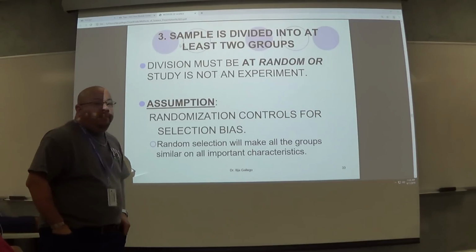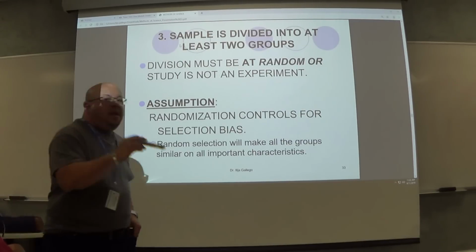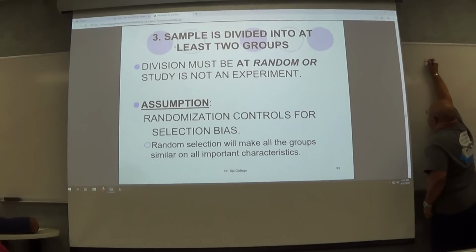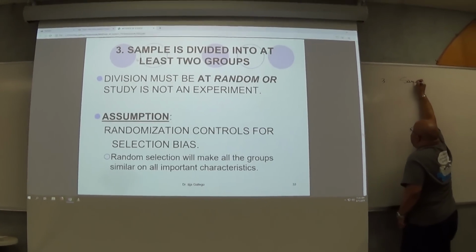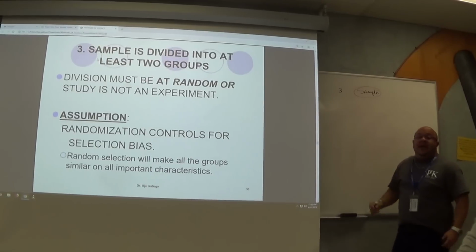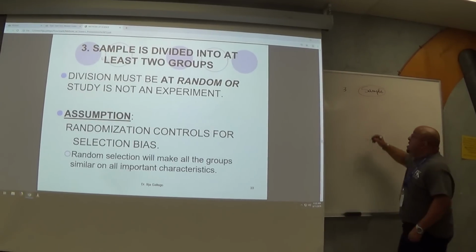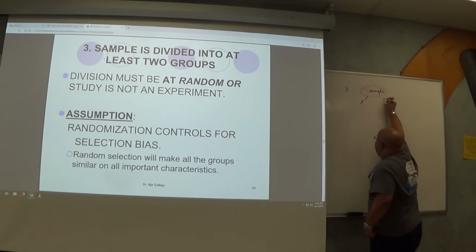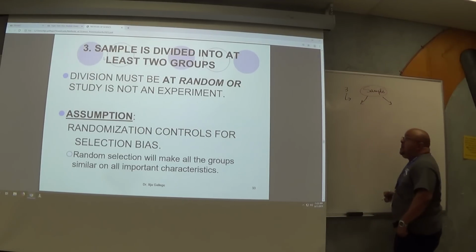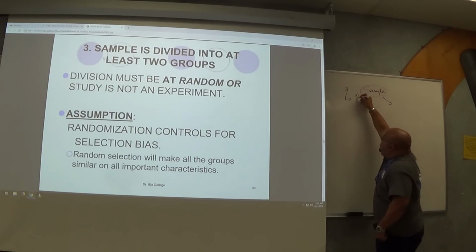the third step is what we're going to do next. And the third step involves taking our sample and dividing it into at least 2 groups. Remember, we have to have at least 2 groups. And so we're going to divide it, but the important thing about step 3 is that we're going to divide people into these 2 groups through random assignment.